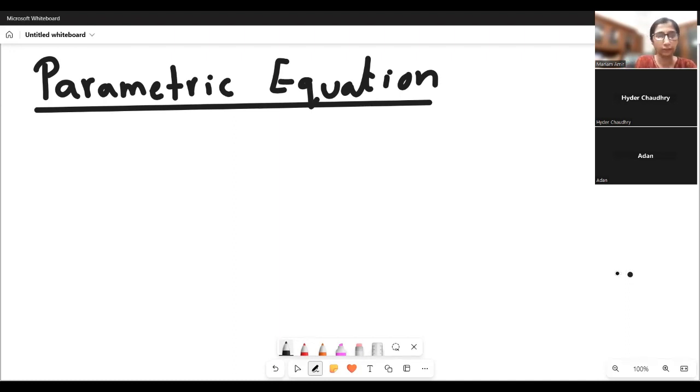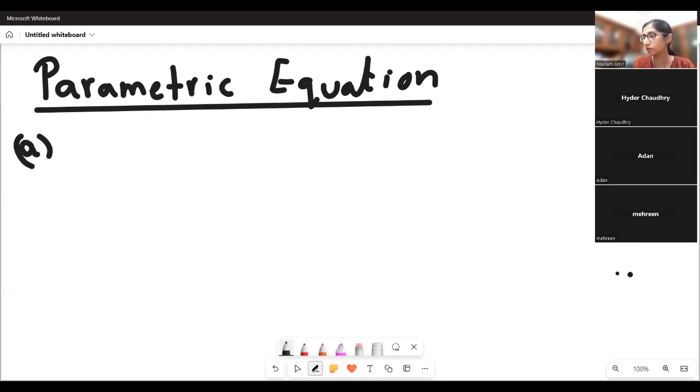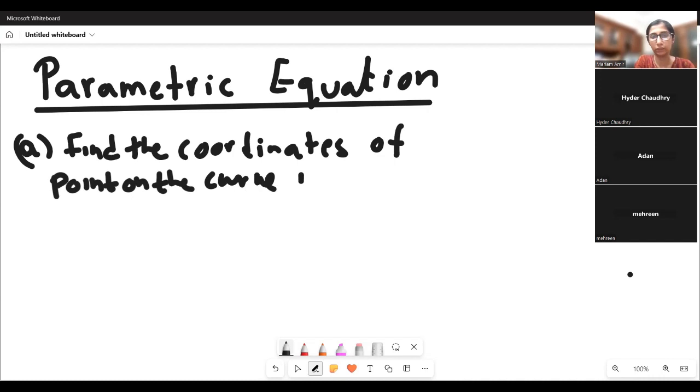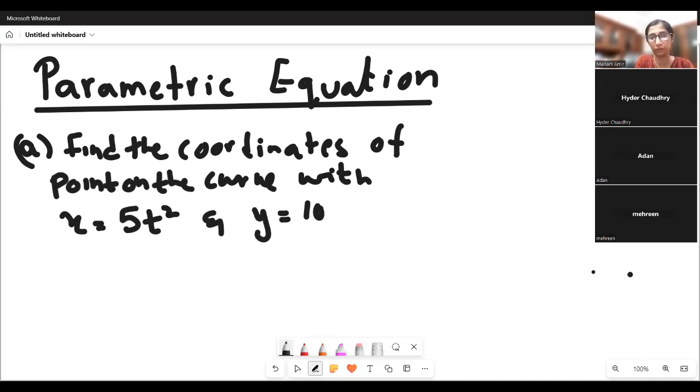So the question is, part A, find the coordinates of points on the curve with x equals 5t squared and y equals 10t, when t equals 6.